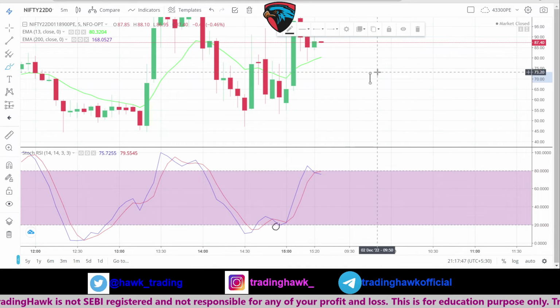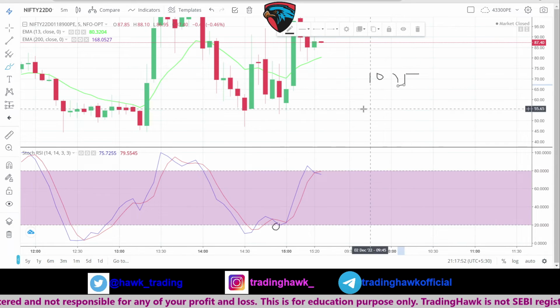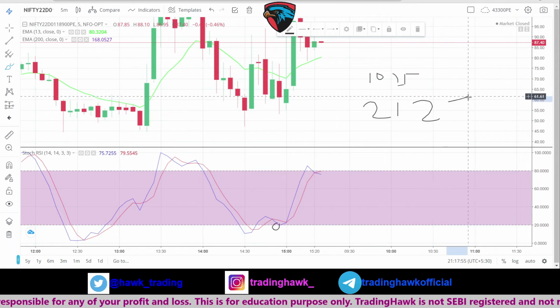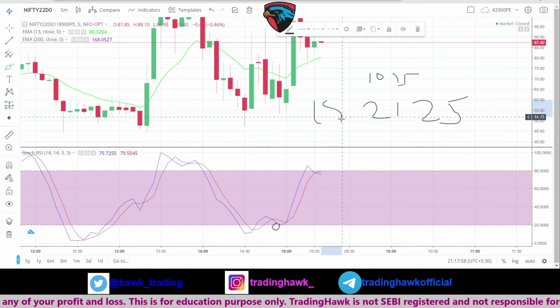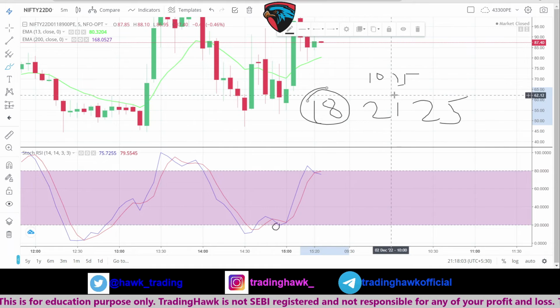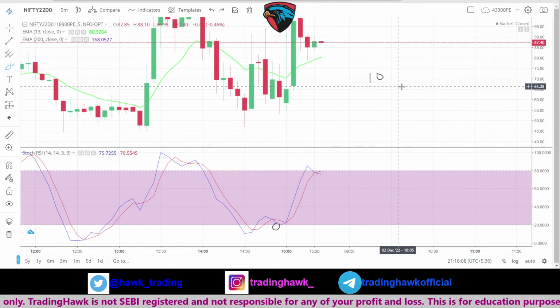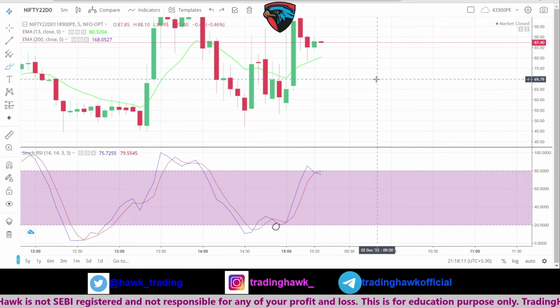Hero zero range is 10 to 15, or in the worst case, it will be 21 to 25, not more than that. Even 18 rupees is one of the hero zero price ranges, but I will prefer 21 to 25 as a good thing to consider as a secondary hero zero.